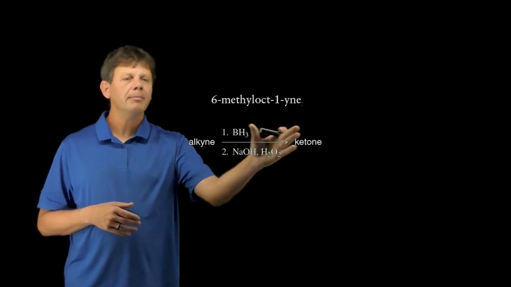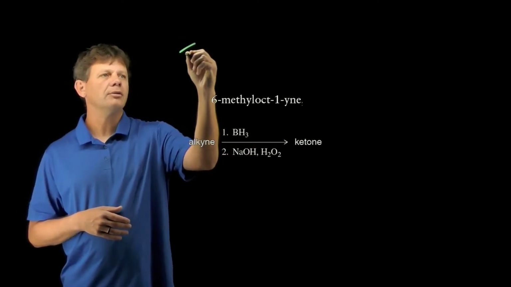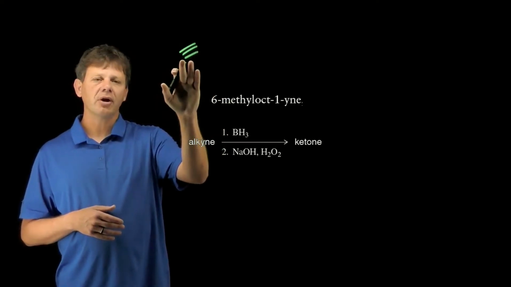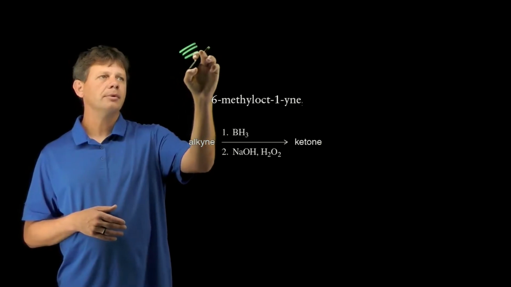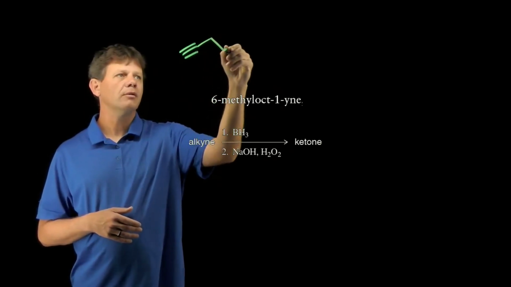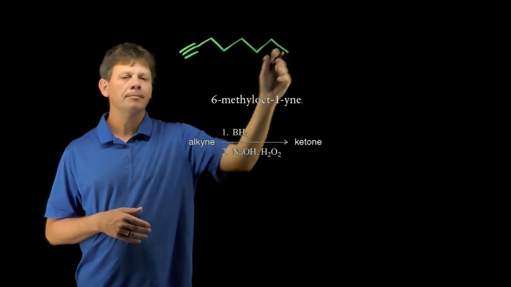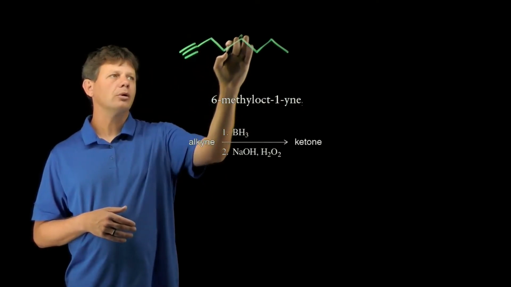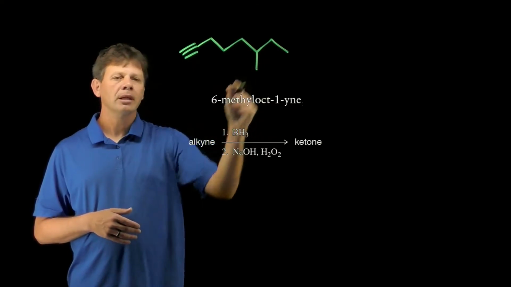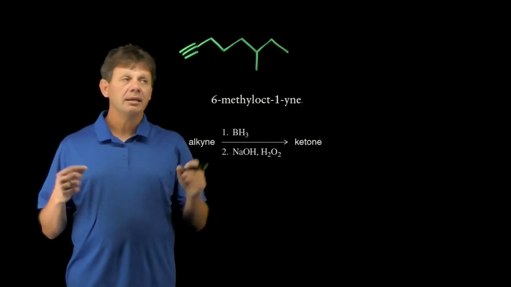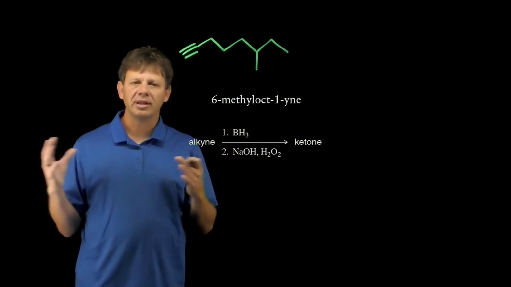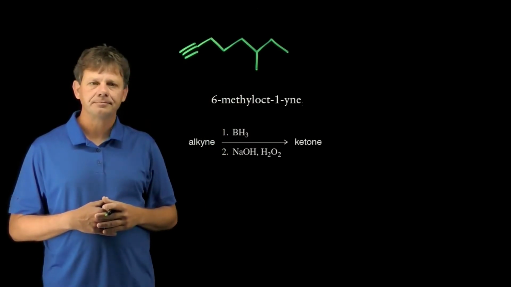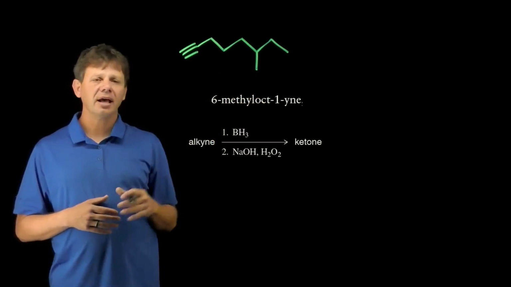Working backwards in the name, it's an octyne, so we can go ahead and draw an 8-carbon chain where carbon 1 is the first carbon of the alkyne, so this would be carbon 1, carbon 2, 3, 4, 5, 6, 7, 8. And we're going to have a methyl at the 6th carbon, 1, 2, 3, 4, 5, 6. Even though this is a stereocenter, there's no designation of R or S, so we can just show it as undefined. This is the octyne we're going to use.